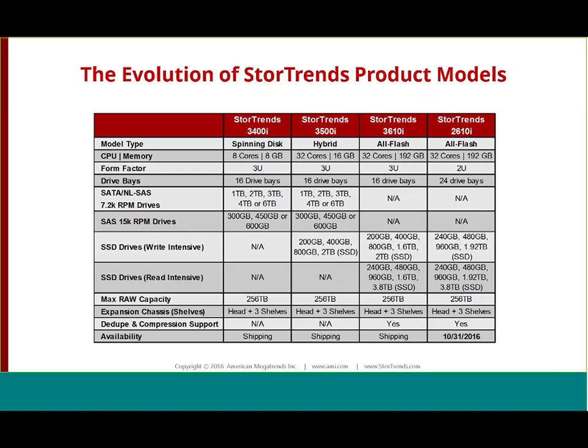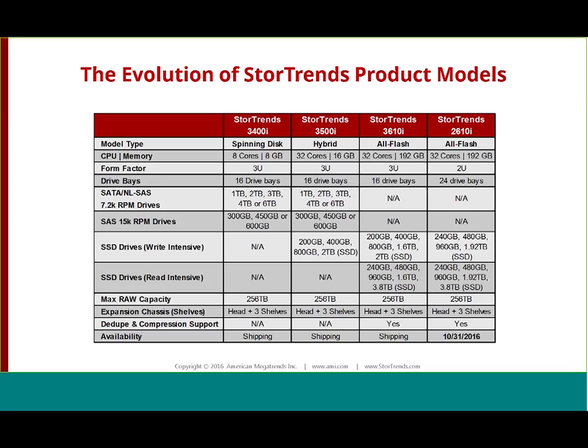We do that by having a head, and then we can add 3 additional expansion chassis underneath it. It doesn't support deduping or compression. It does support thin provisioning, snapshots, your standard storage functions and features, and that's a shipping platform.